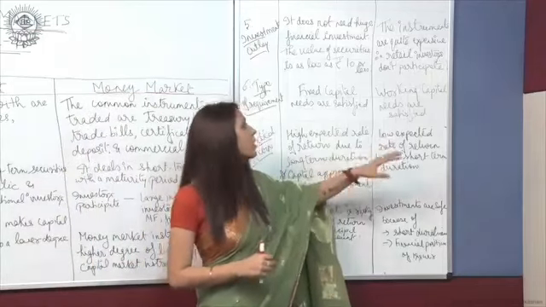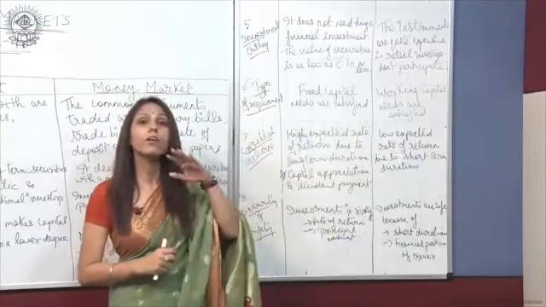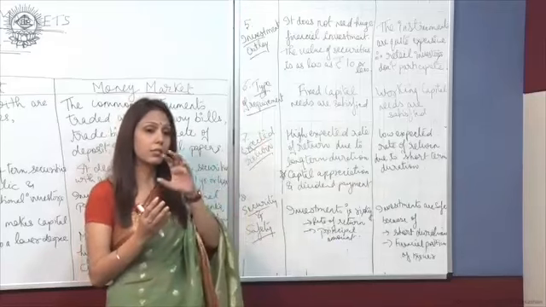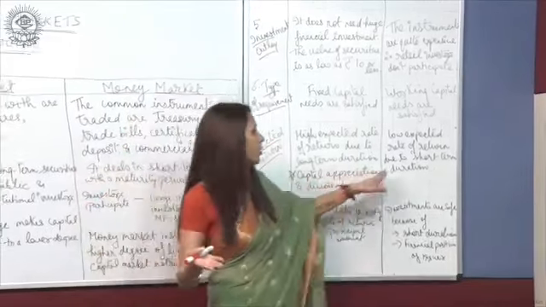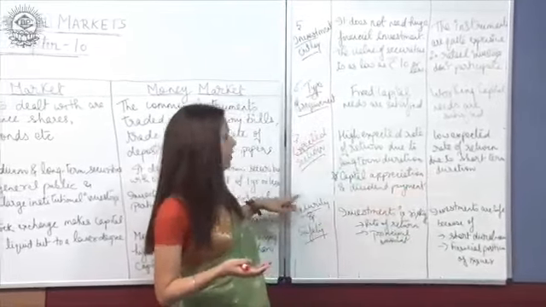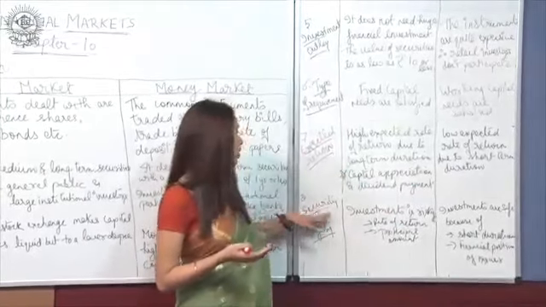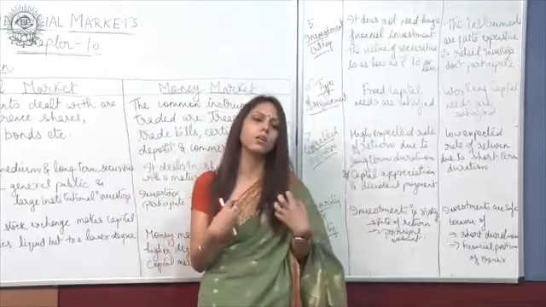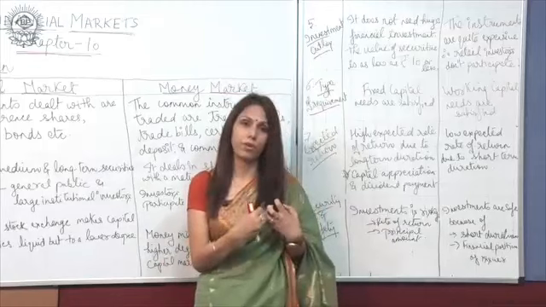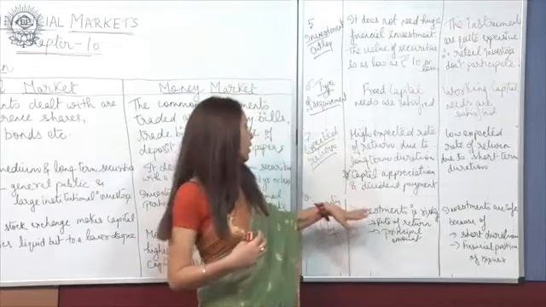In the money market there is a low expected rate of return. Why? Because the amount is being invested for a shorter period of time. The eighth point is security and safety, meaning how safe and secured the securities are.